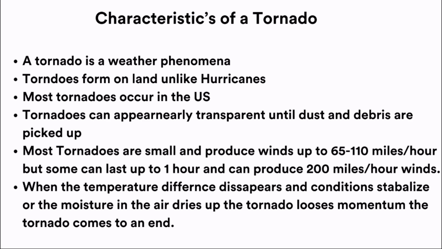Most tornadoes are small and produce winds of 65 through 110 miles per hour, but some can last up to 1 hour and can produce 200 miles per hour winds. When the temperature difference disappears and conditions stabilize, or the moisture in the air dries up, the tornado loses momentum and comes to an end.